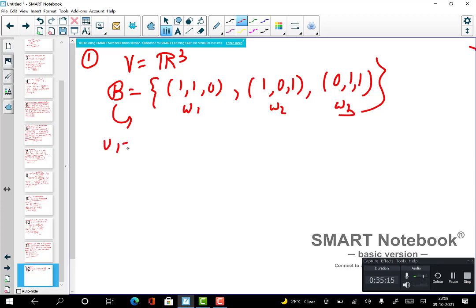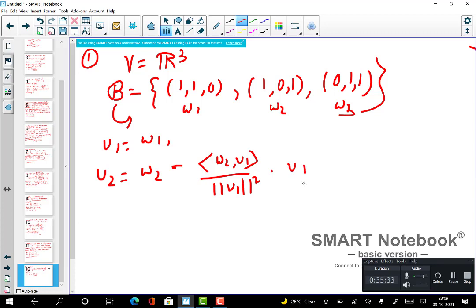Our V1 will be W1, right? But what will be V2? V2 will be W2 minus the inner product of W2 with V1, divided by the norm of V1 squared, times V1. This is by the way we define it. Now if I put W2 as (1, 0, 1).